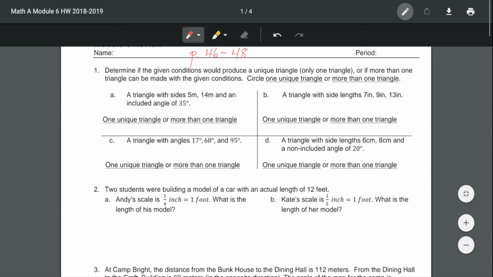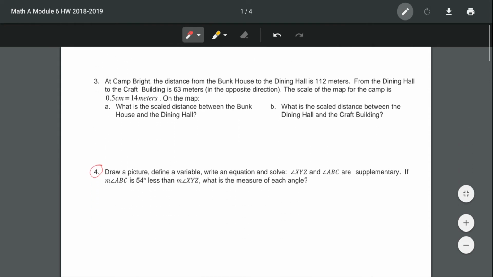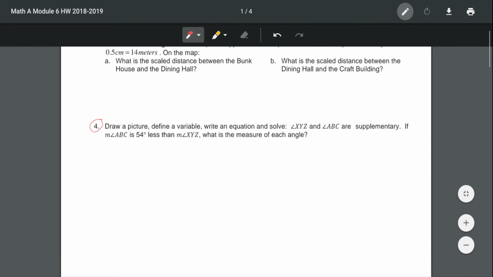We are going to review section 6.4. So you will need pages 46 through 48 in your homework packet. If you don't have access to these pages, you can always write these examples out on a separate sheet of paper. So I'm going to scroll down to problem number 4 and start there.